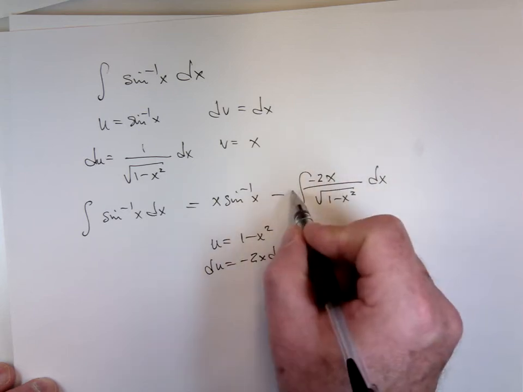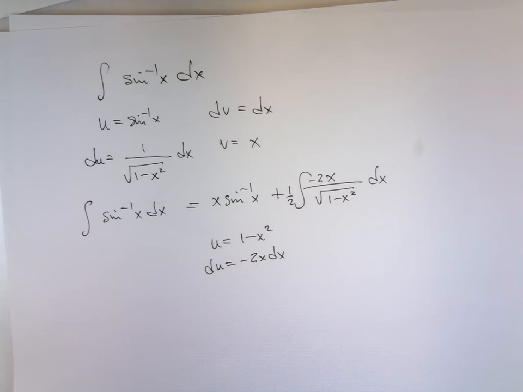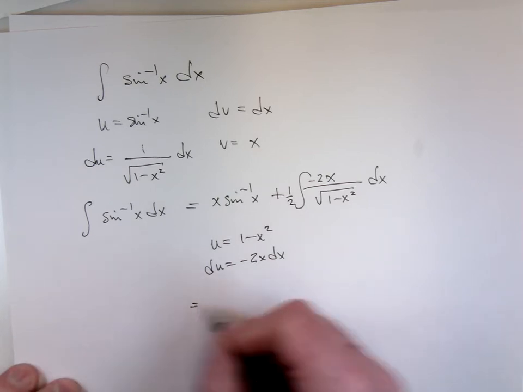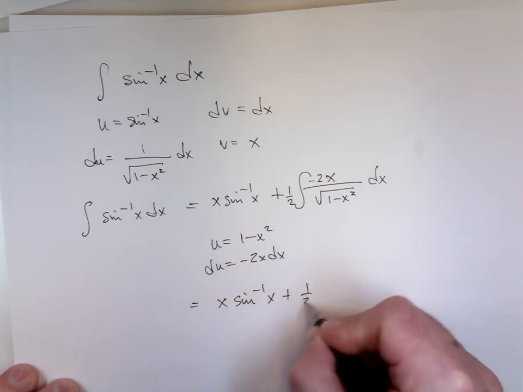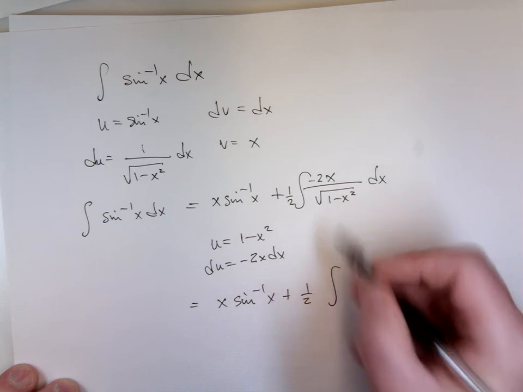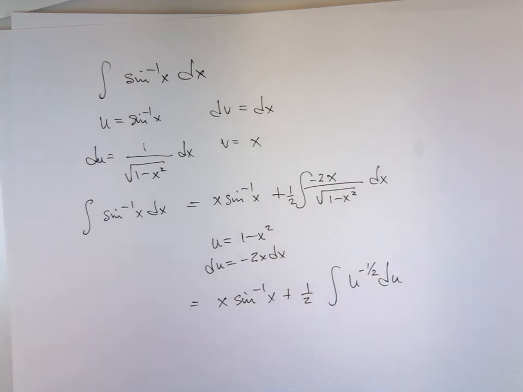And I have this now. X inverse sine x plus 1 half. And what do I have here? I have u to the negative 1 half du. It's a u to the n form. Check it out. Make sure that makes some sense.